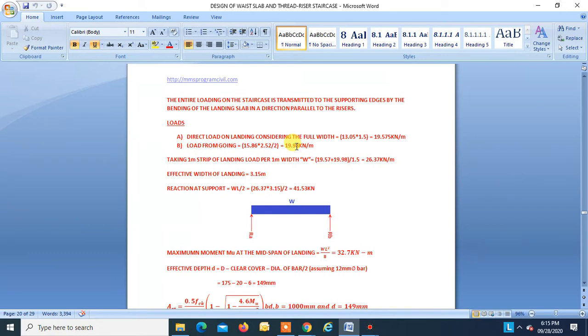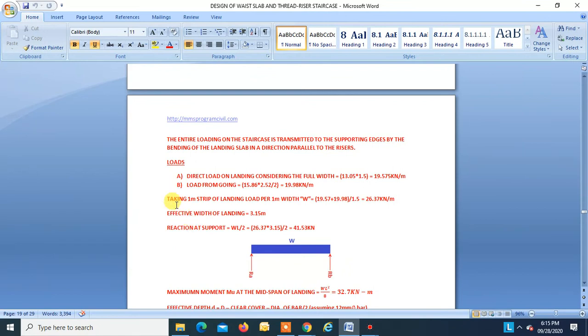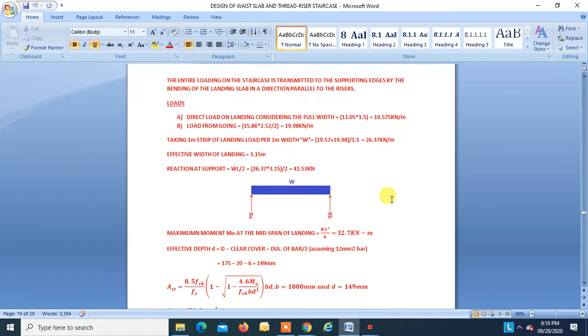Right. So the total load on the landing is this plus this. Okay. Now we are designing a 1 meter strip. So total load divided by 1.5 will give us a load for 1 meter strip. Okay. Taking 1 meter strip for landing load, W is equal to this plus this divided by width. That is equal to 26.37. Okay. So now this is our W.